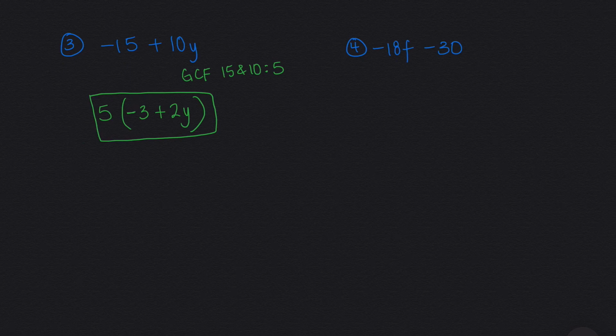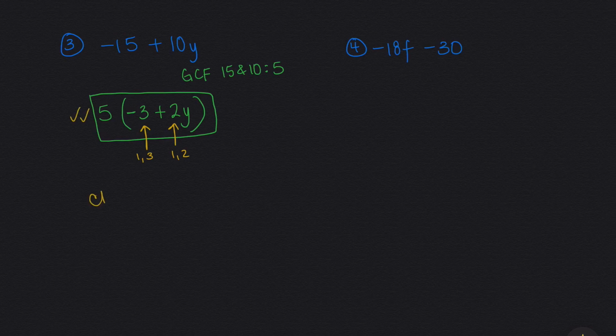Let's check real quick. If we look inside the parentheses, we have a negative 3 and a 2. The only factors of 3 are 1 and 3. The only factors of 2 are 1 and 2. Remember, every number will have the number 1 as a factor, but that's not useful when we're factoring. So, since 3 and 2 have no factors in common, we know that our answer is in factored form.